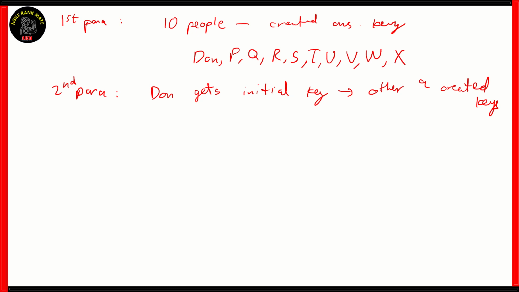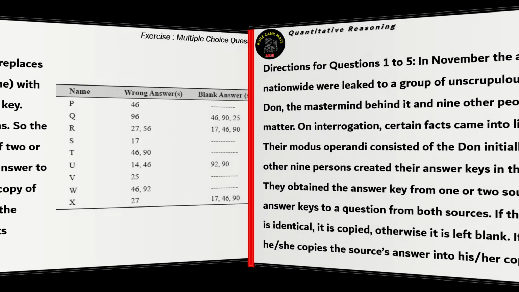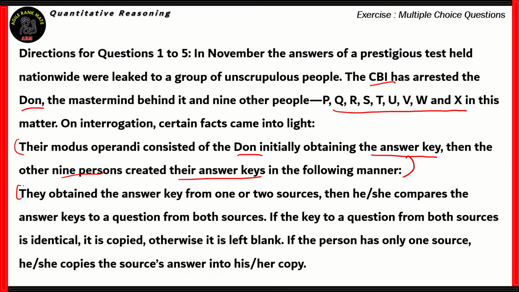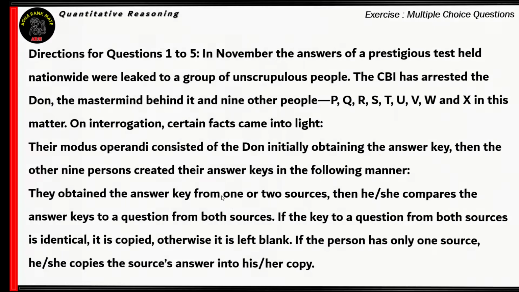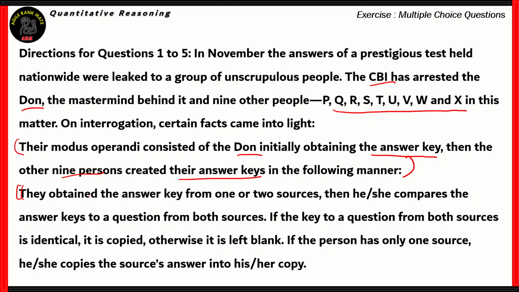Now, the third paragraph, which starts from "they obtained" until "his or her answer key," reveals a lot of information. Now let's read this paragraph.